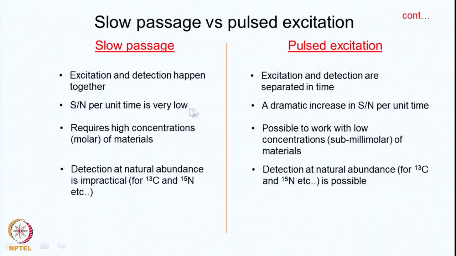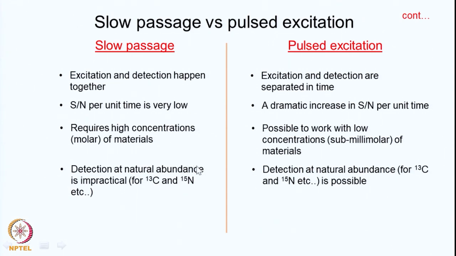Here for one scan it takes about 15 minutes, for here one scan it takes about a few milliseconds, a few hundreds of milliseconds. Therefore, as a result of signal averaging, you have better signal to noise ratio per unit time in this case as compared to the slow passage. This was actually a major breakthrough, and that led to the application of NMR to various kinds of systems. So here one required very high concentrations of materials, molar concentrations, whereas here one could work with low concentrations, submillimolar. You may often be limited by the solubility of the molecules in your solution. Therefore, you can work with small concentrations of materials, you can do better signal averaging and get higher signal to noise ratio.